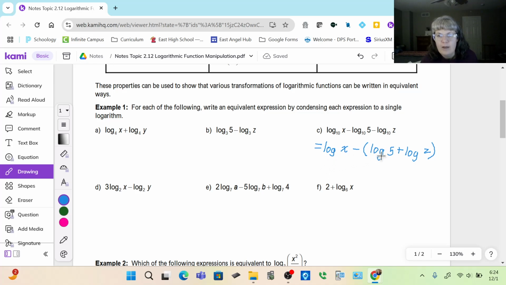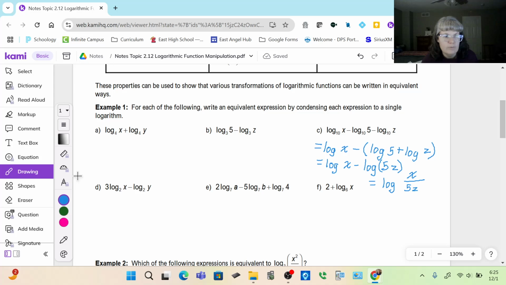Now that we have an expression in parentheses, let's work on simplifying that first. So we're going to have log of x minus, because we have an addition, we can change this into a product of 5z. So log of 5z. And now we can take care of the subtraction, and that's going to be log of x. The value that comes in front of the subtraction goes in your numerator, and the 5z, because it follows the subtraction, goes into the denominator.